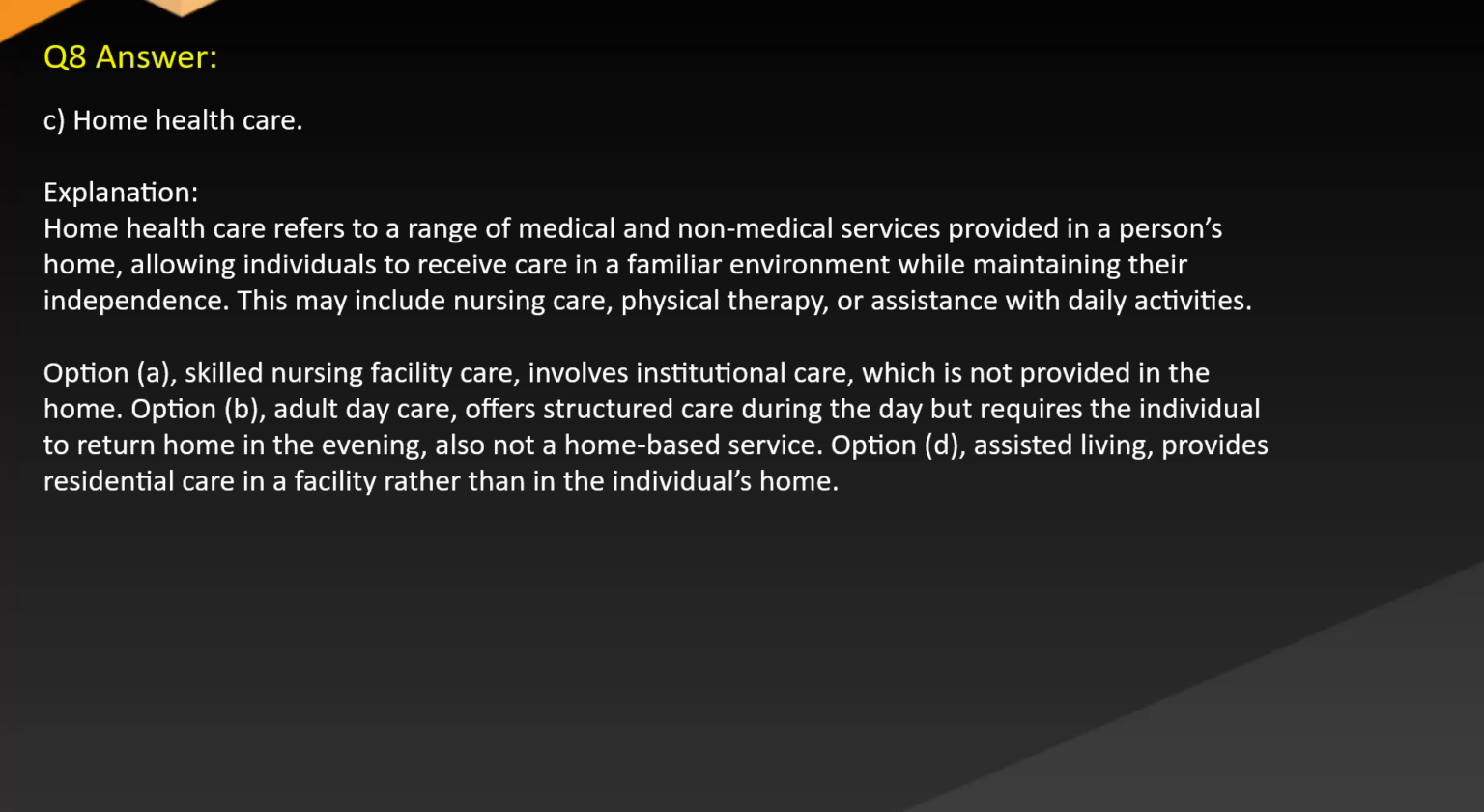Option A. Skilled nursing facility care involves institutional care which is not provided in the home. Option B. Adult daycare offers structured care during the day but requires the individual to return home in the evening, also not a home-based service. Option D. Assisted living provides residential care in a facility rather than in the individual's home.